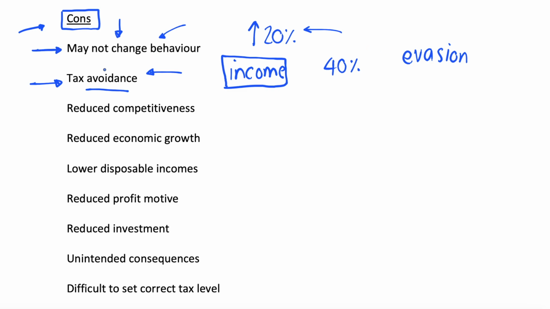And this means that the government has to incur expense to try and find people that are evading taxes. It can be quite expensive for a government to monitor what everyone's doing, what everyone's incomes are, and how much tax they should be paying. So this is another negative of taxation. The next drawback of taxation is going to be reduced competitiveness.